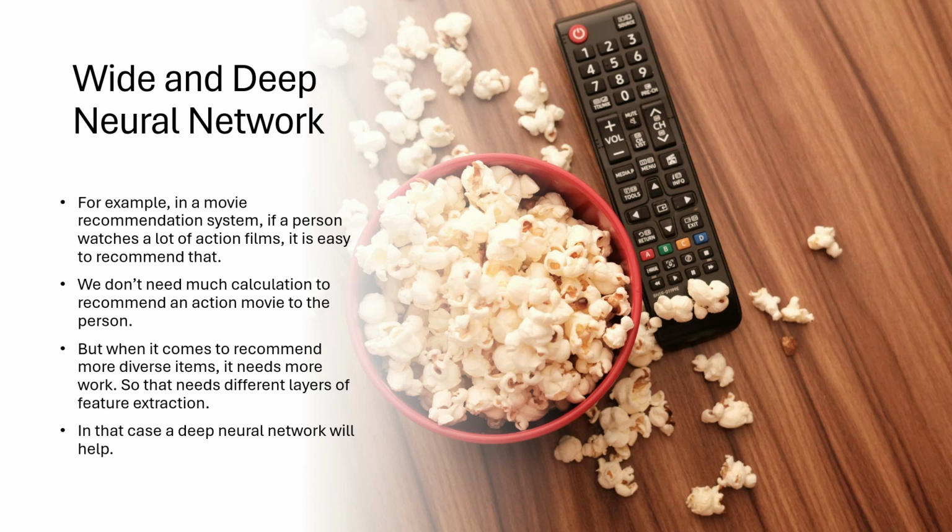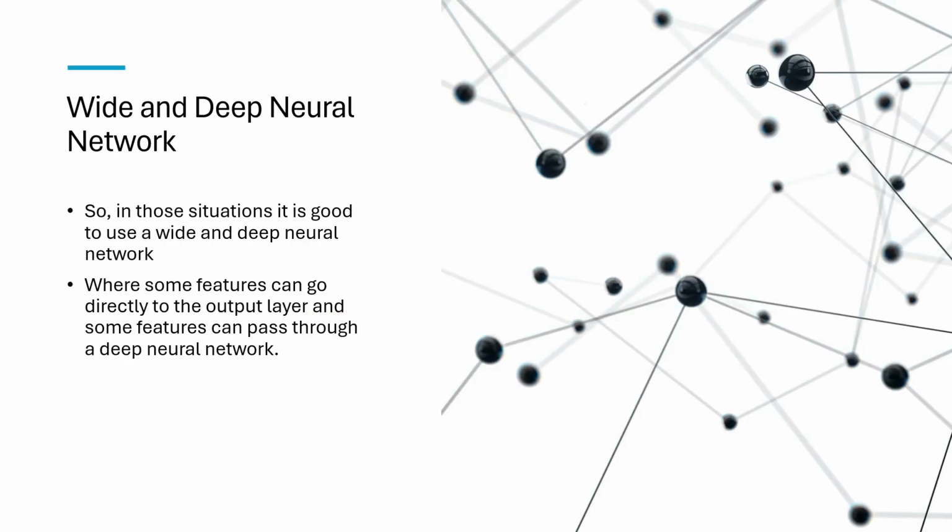For example, in a movie recommendation system, if a user watches a lot of action films, you don't need too much calculation to recommend an action film to that person. But when it comes to recommending more diverse kinds of films, it needs more work. In that case, a deep neural network will help. In those situations, it is good to use a wide and deep neural network where some features can go directly to the output layer and some features can pass through a deep neural network. Let's dive into the code to see how we can achieve that.